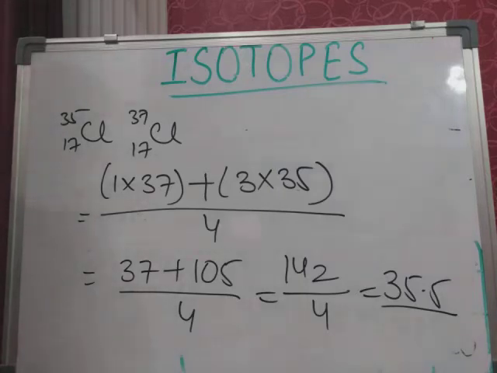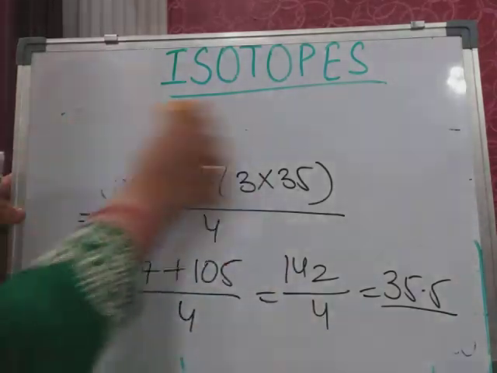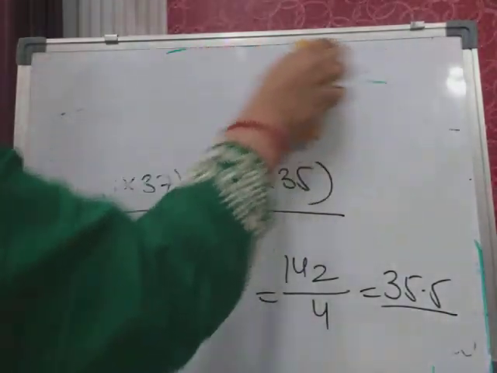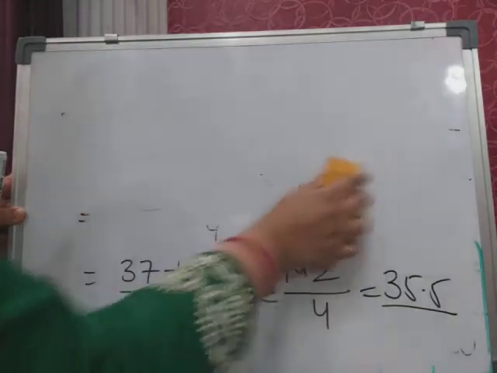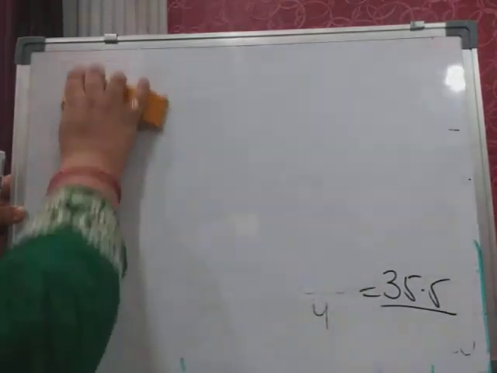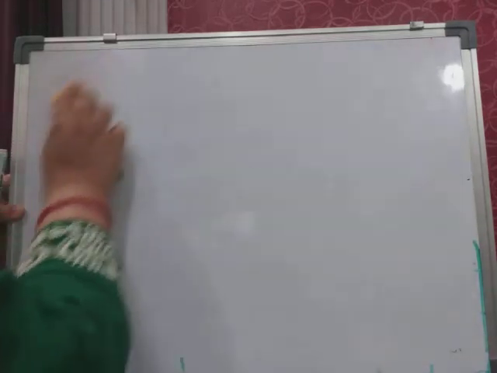Okay, now after isotopes we will study noble gases. So many examples of isotopes are given in your book also, so go through the book also. Now we'll study noble gases. See, noble gases have a separate column or a separate group in the periodic table. The periodic table you will study later.